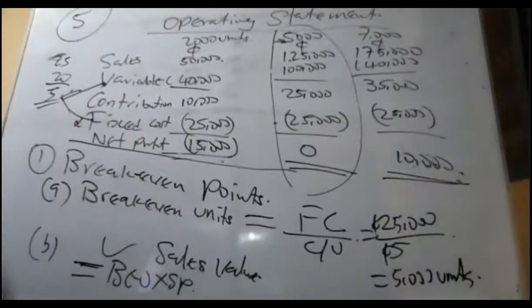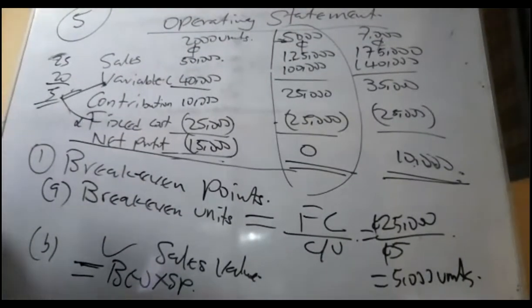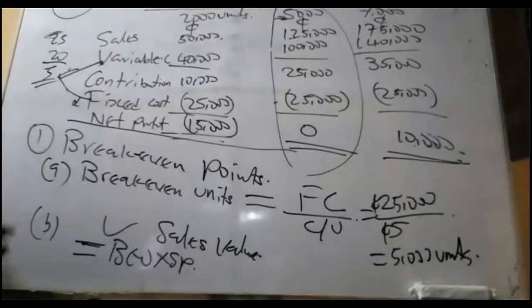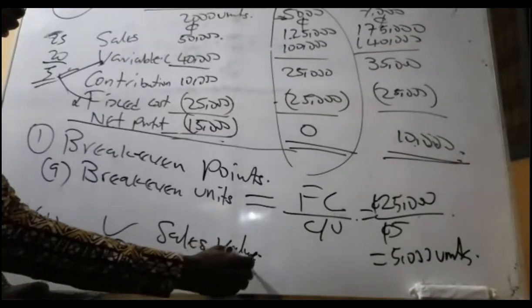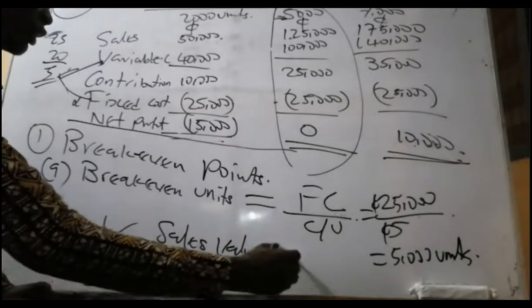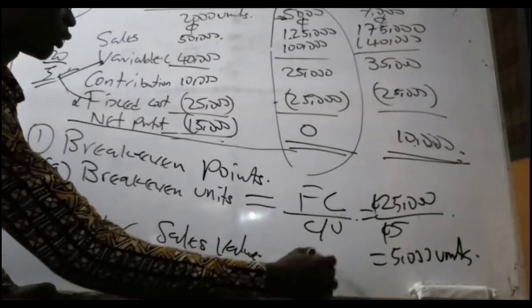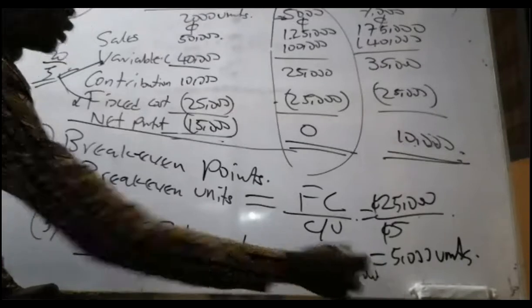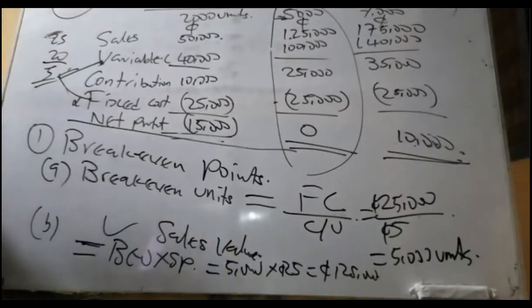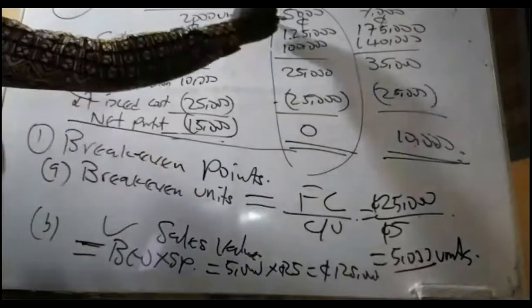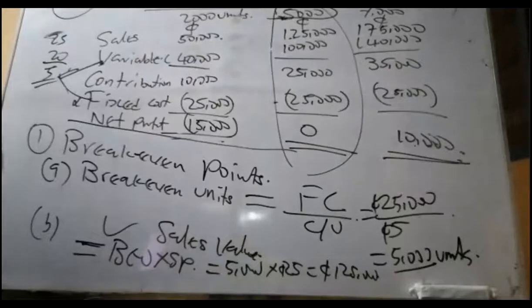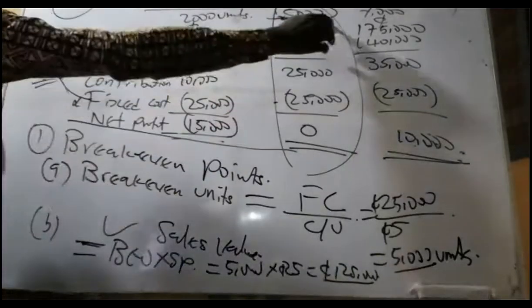So that will give us 125,000, right? Okay. So as you go down again, this one will give us 5,000 times 25 cedis, and that will give us 125,000. Now what do you see here? This is the solution. This 5,000 is what the examiner was giving to us. This 125,000 is this one. That is all.